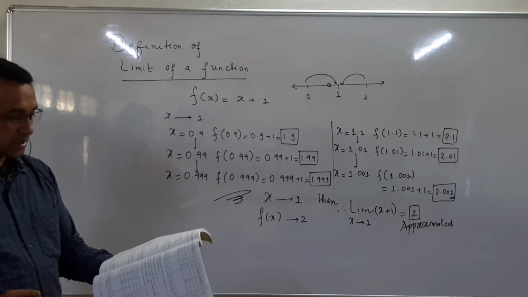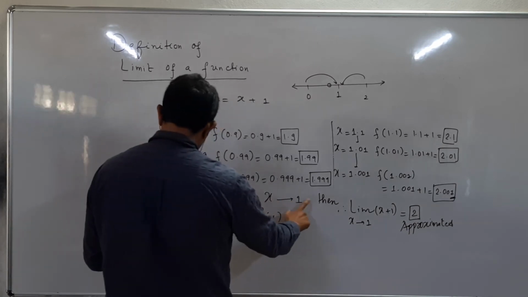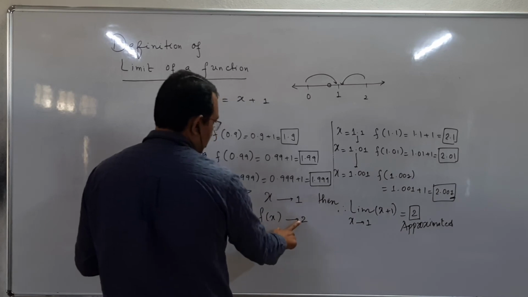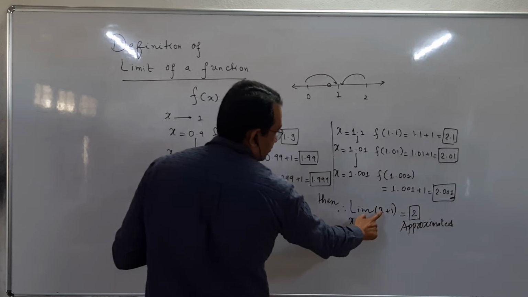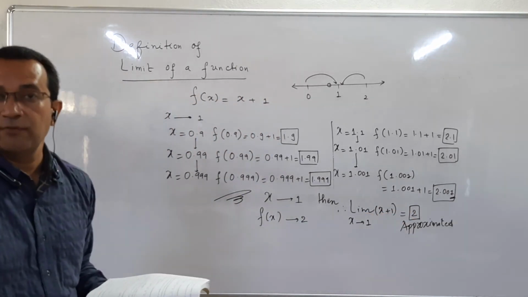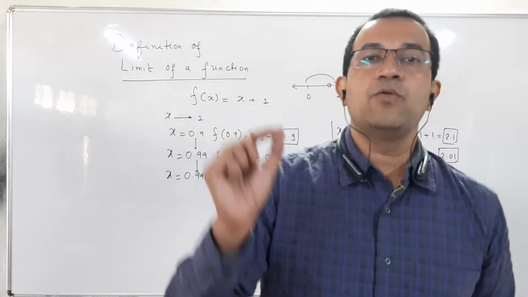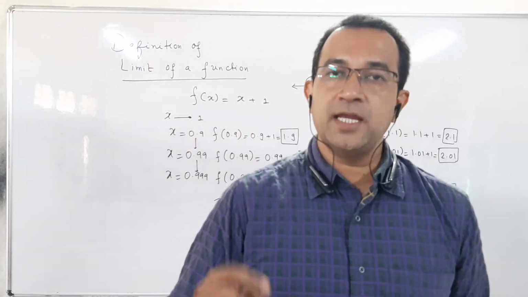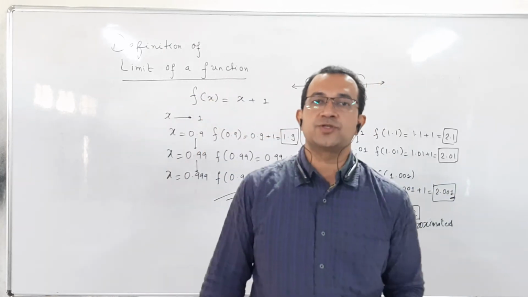Then you can say that as x tends to 1, f of x tends to 2. Therefore, the limit of the function x plus 1 as x tends to 1 is approximated as 2. 2 is never the answer, but as an approximation of 1.999 or 2.001, we write the approximation as 2.